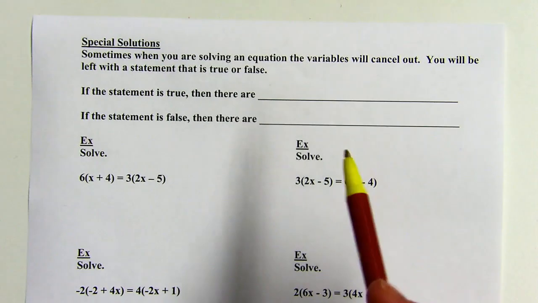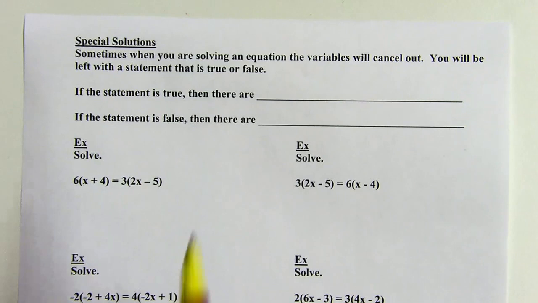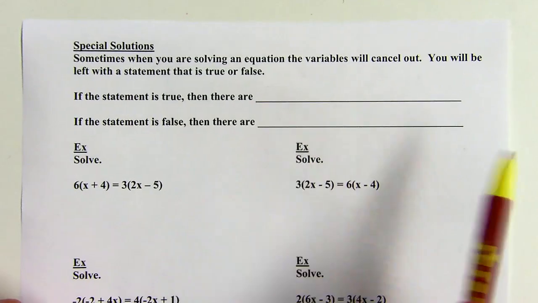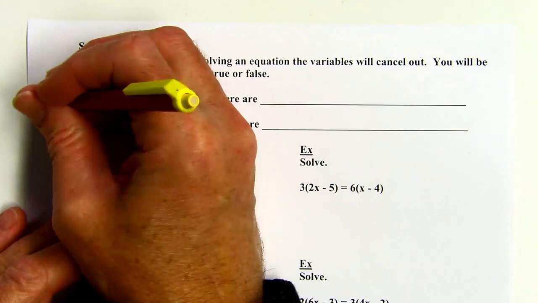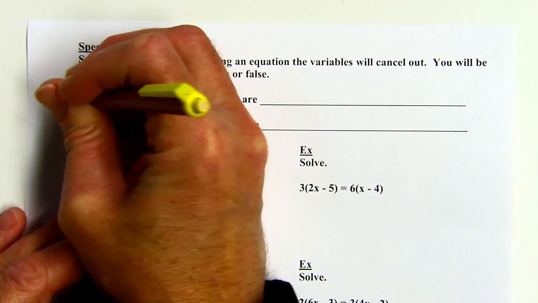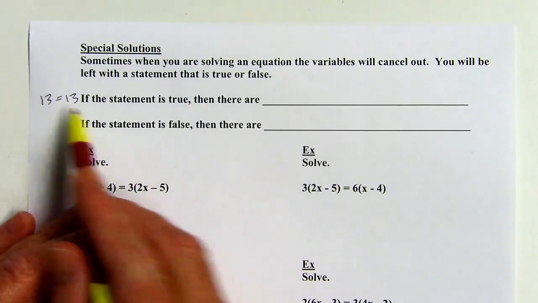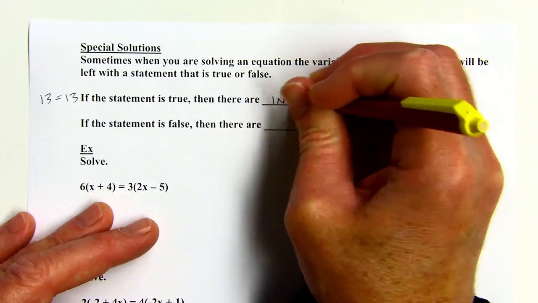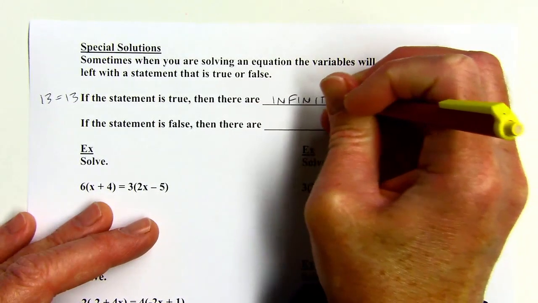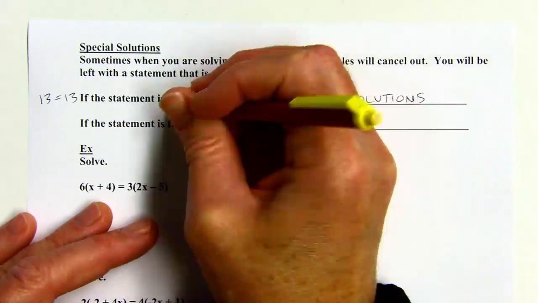Okay, and if you get one of those situations, where there are no x's or variables left and the statement you're left with is true, so let's say you had 13 equals 13, for example, that's a true statement. 13 does equal 13, and if you're left with that, then that means there are infinite solutions. So that's when the statement is true.